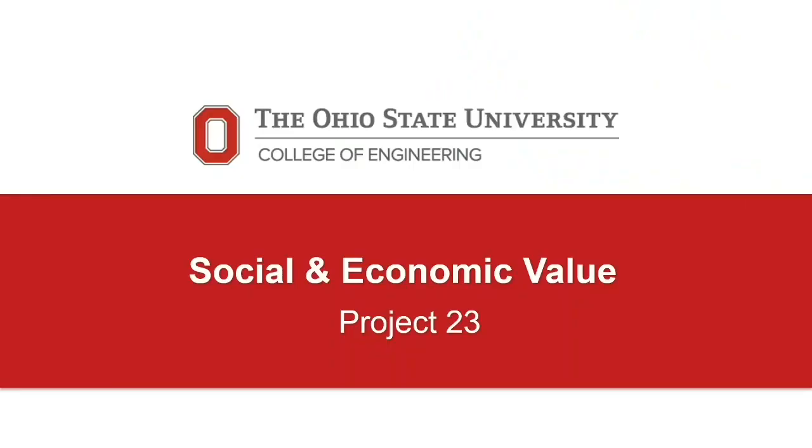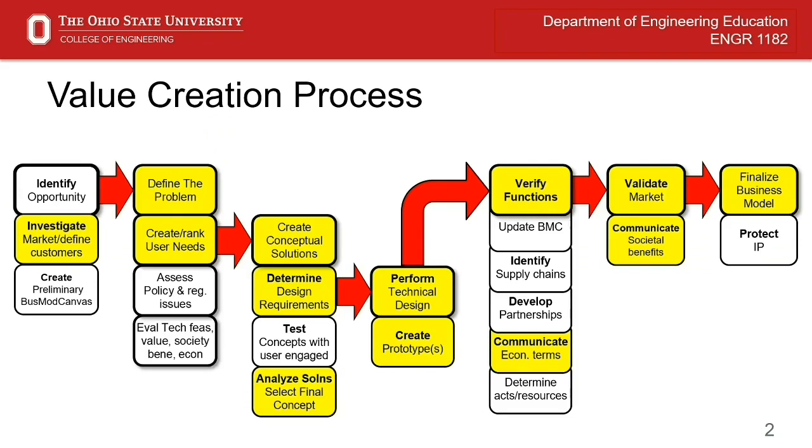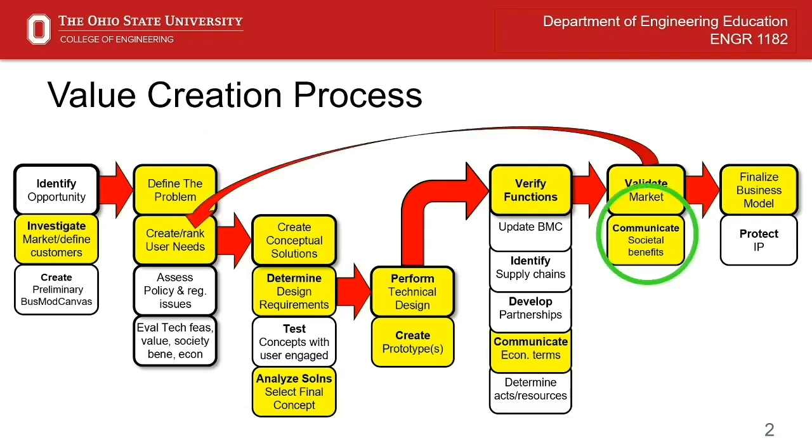Now I'm going to switch over the slides and take us through this Project 23 lecture. In our value creation process, here we are communicating societal benefits. The reason that we've followed this whole process is so that we get to a point where we know that what we've designed and prototyped is useful to users. We started with defining the problem and understanding user needs so that when we got to this point, we wouldn't be surprised to find that this isn't useful to anybody.